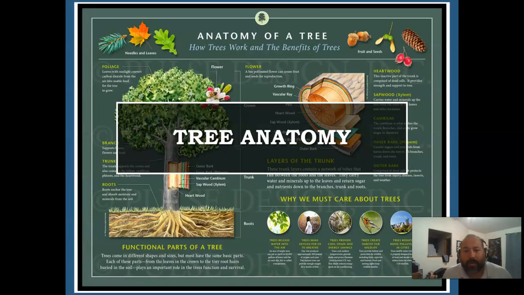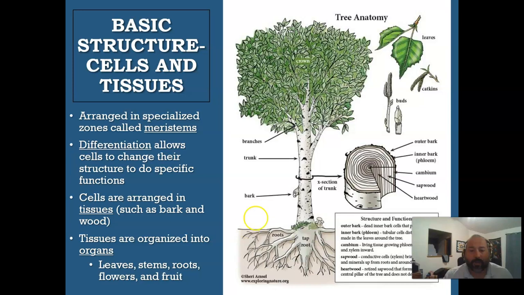So let's start off with the anatomy of a tree. You can see there's quite a bit to it. We've got different parts, different leaves, different types of trees, all those sorts of things. So how can we simplify it? Well, we're going to start at the basic structure, the cells and the tissues. They are arranged in specialized zones called meristems.